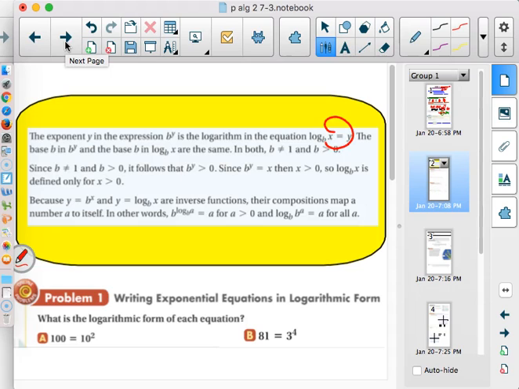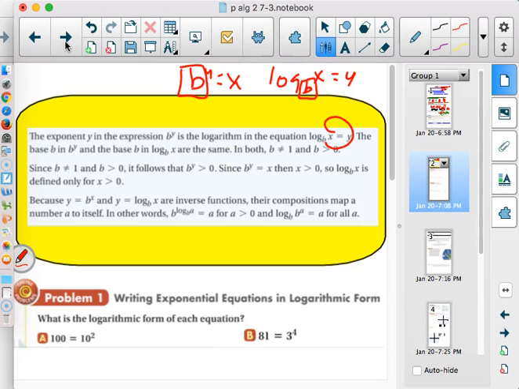You snail shell it: b to the y equals x. The base b in b to the y, and the base in logarithm base b of x, the base stays the same. You know, the base is b. It doesn't change. It's either the b in b to the y equals x, or it's the base for the logarithm. It doesn't make any difference. It's still the base. So it doesn't change names or anything.